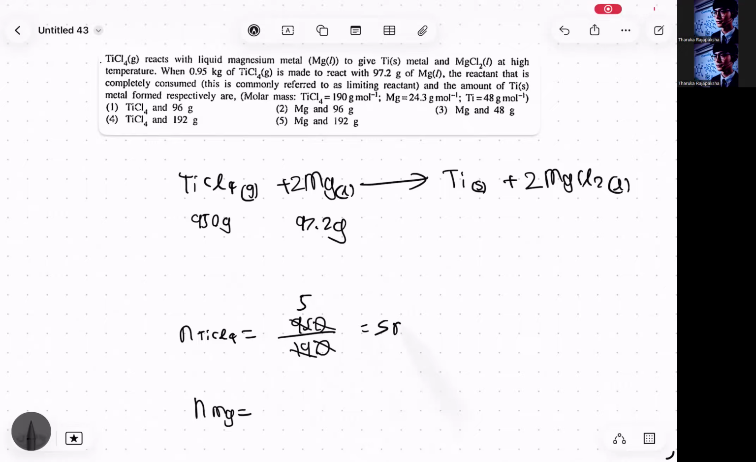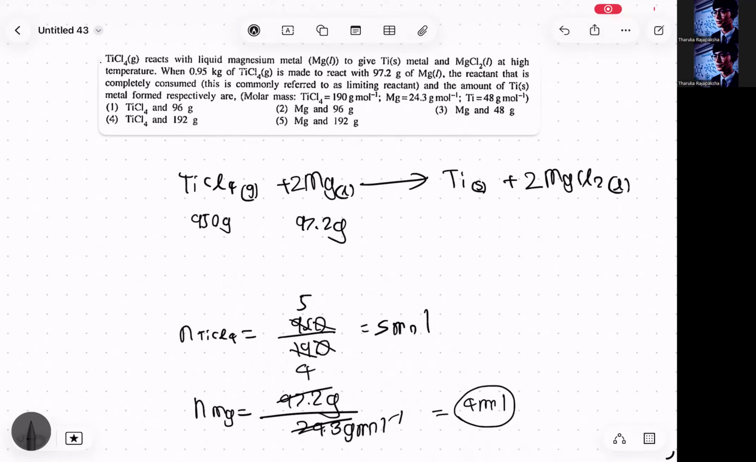So that's 5 moles. Same, number of moles of magnesium, we can take 97.2 grams divided by 24.3 grams per mole, which is around 4. We can take around 4, right? Yes, I think that's the correct answer. Let me recheck it. Yes, that's 4.